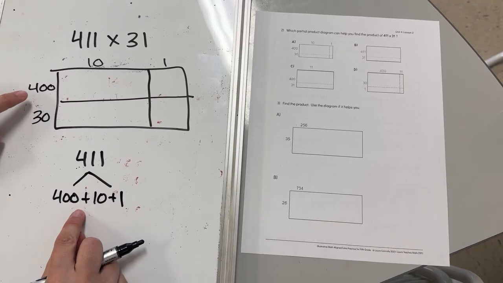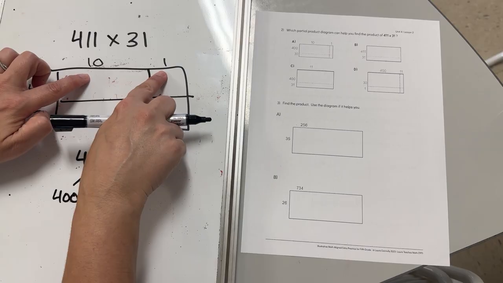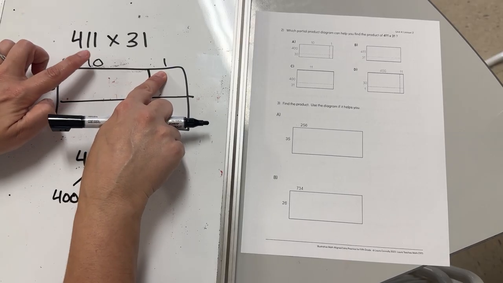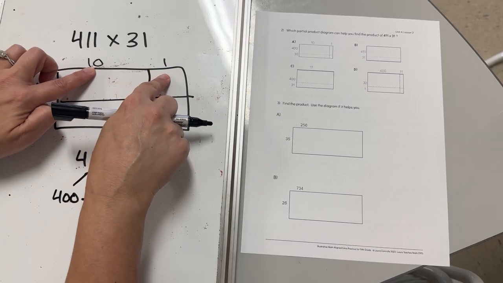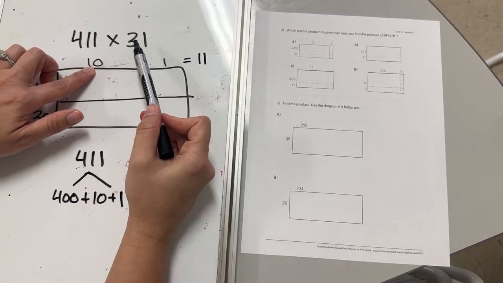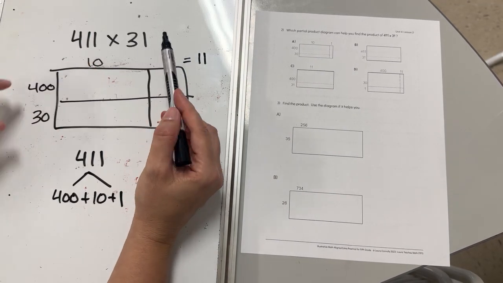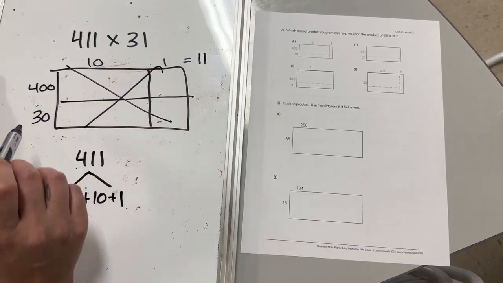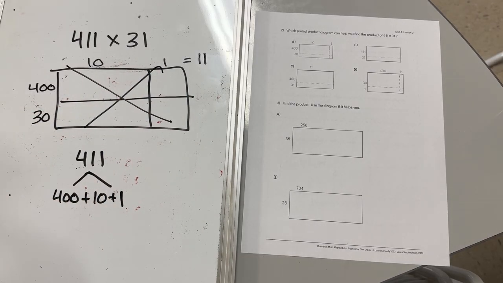But here on the side, I have a 400 and a 30, which makes up the number 430. So that's not going to be right. I have the same problem when I look at the top. I have a 10 and a 1. And if I put those together, that equals 11. But I need it to be 31. So that means A cannot be the one that we're going to use.